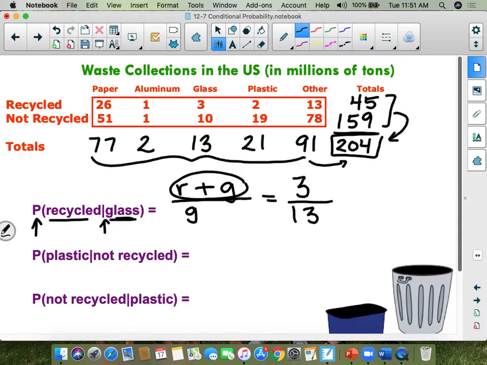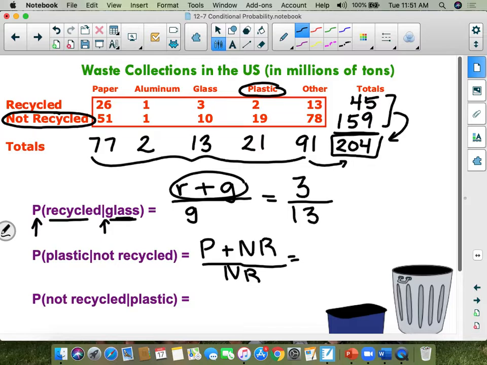It needs to be plastic and not recycled. So I'm going to write the formula down. You need to be plastic but not recycled, divided by the second one, not recycled. So there's my formula. It needs to be plastic and not recycled on the top, divided by the second one, which is not recycled. So it needs to be plastic. So I'm looking under plastic. And also it needs to be not recycled. So under plastic and non-recycled, I'm going to show that the answer is 19 for the top.